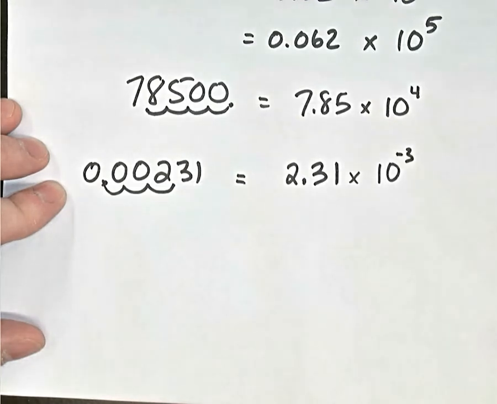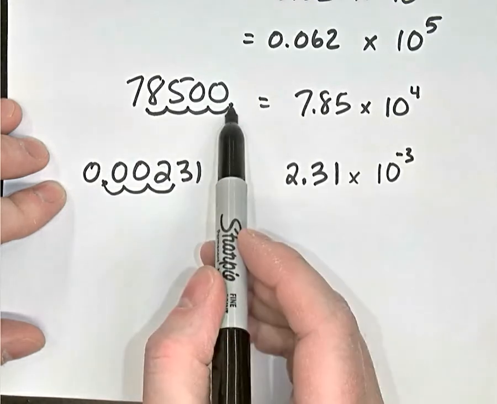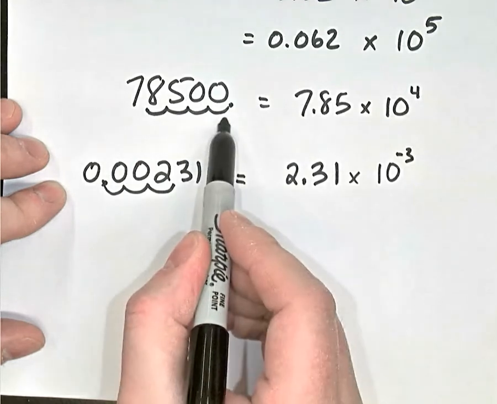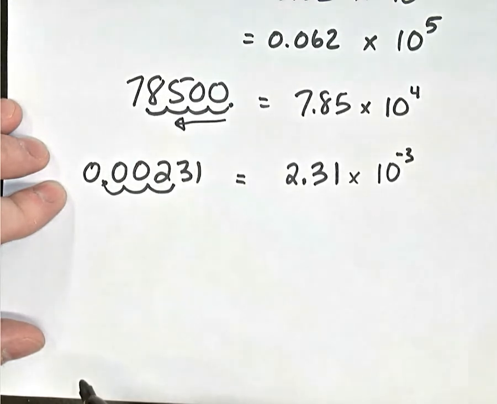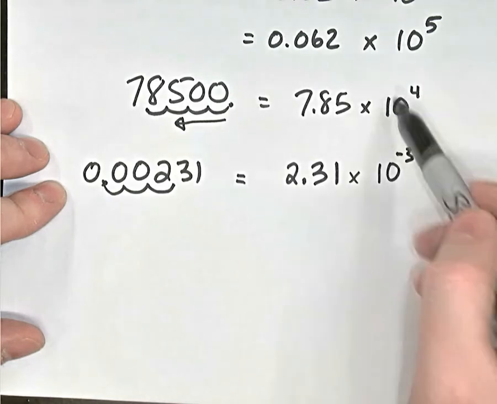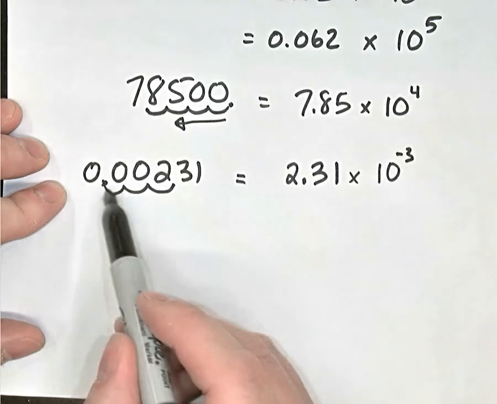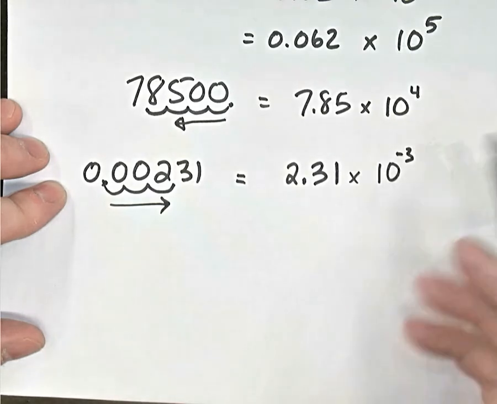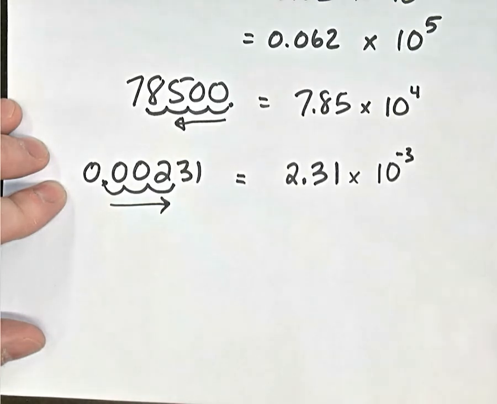All right? Now, some teachers teach a way of remembering this that personally I don't like, but if you've been taught this, it's okay. They would say when you're moving the decimal to get scientific notation, if you move it to the left, like we did in that example there, the exponent is positive, and if you move it to the right, like we did here, the exponent is negative. If you like to memorize that, that's fine.